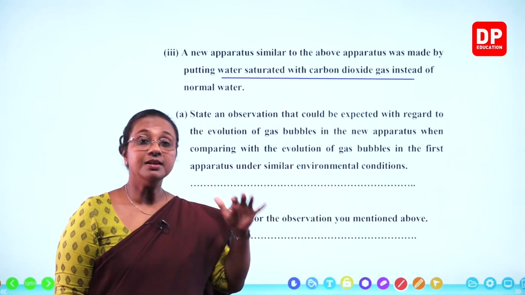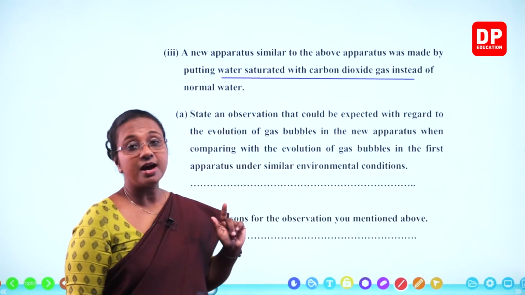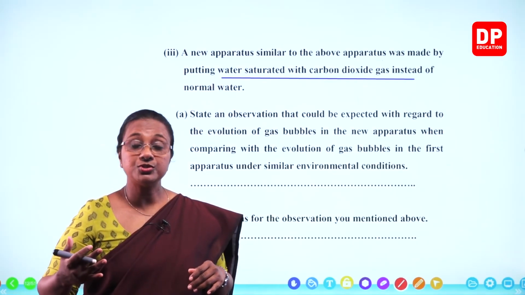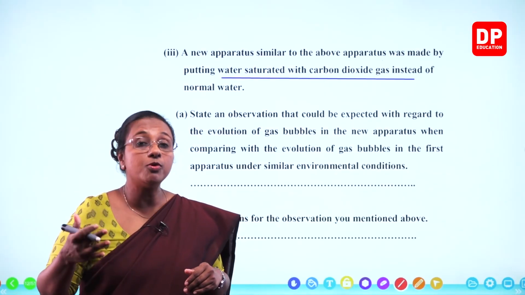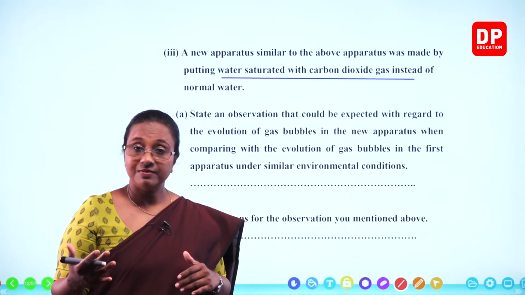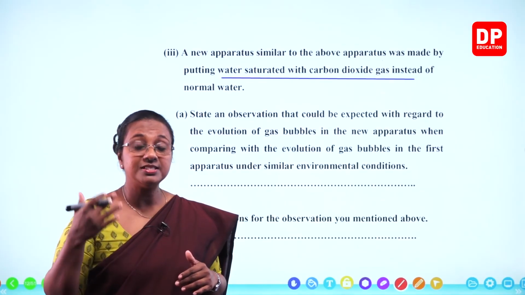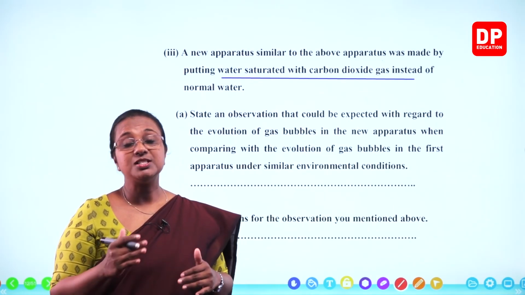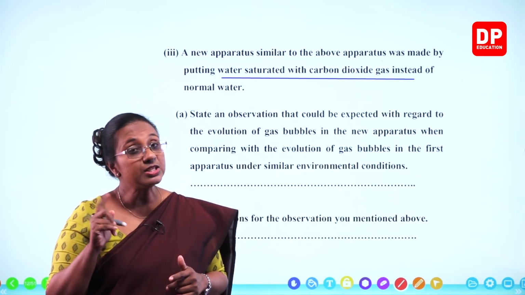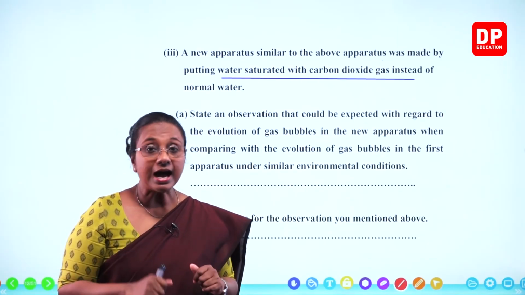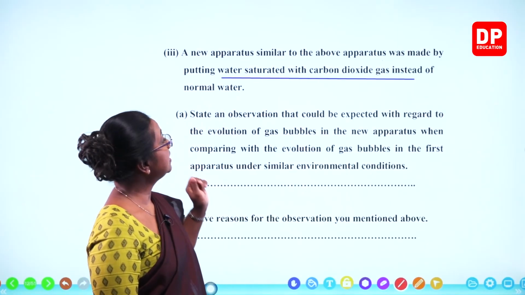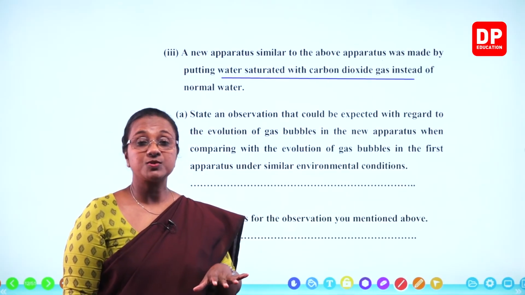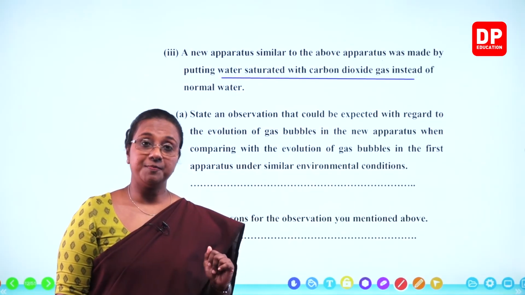In the previous one, less carbon dioxide. Now there is more carbon dioxide. So what will happen? The rate of photosynthesis will increase. There will be more photosynthesis happening. Then there will be more oxygen liberated. So we can say the rate of liberation of gas bubbles will be high. That is one possibility. The other possibility is that since it is saturated with carbon dioxide, the plant will get carbon dioxide for a longer period of time.